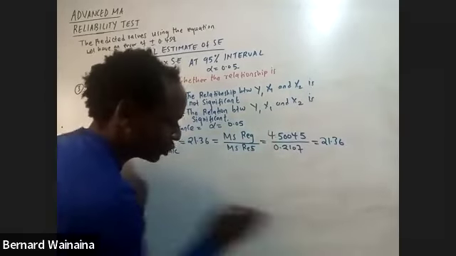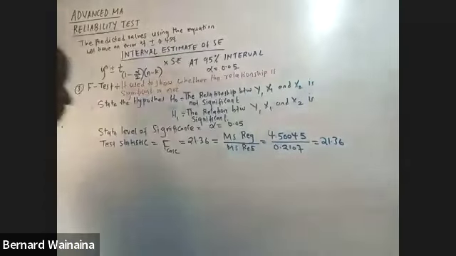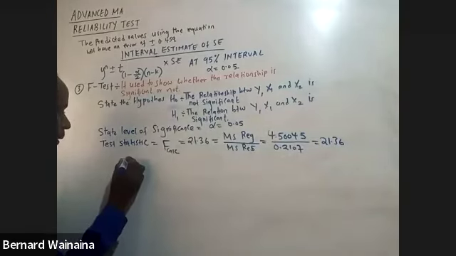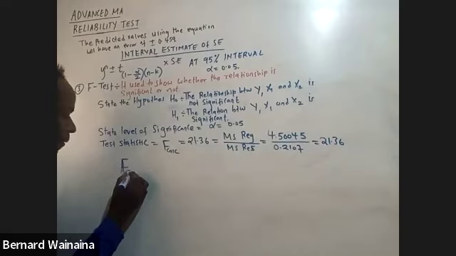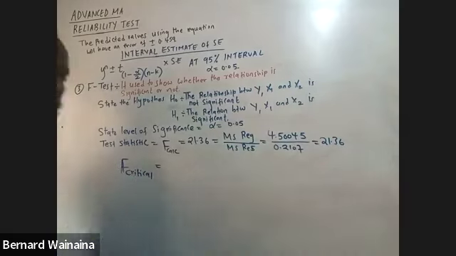Haya. Let us continue tumalizie. We are about to finish. We have some few minutes left. Now we need to find F. We need to find F critical. Now this one we go to our table.